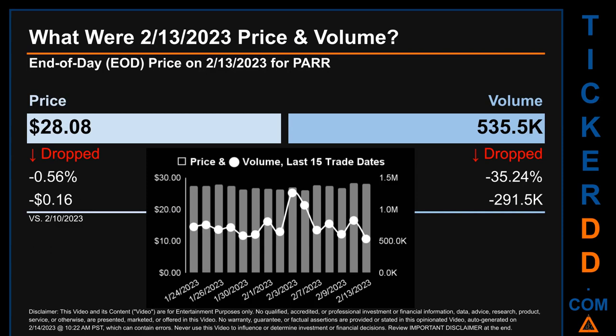Across a range of $2.15, the max and minimum end-of-day price were respectively 28.24 and 26.09. Volume saw a range of 726.4 thousand, from a day low of 535.5 thousand to a day high of 1.3 million.